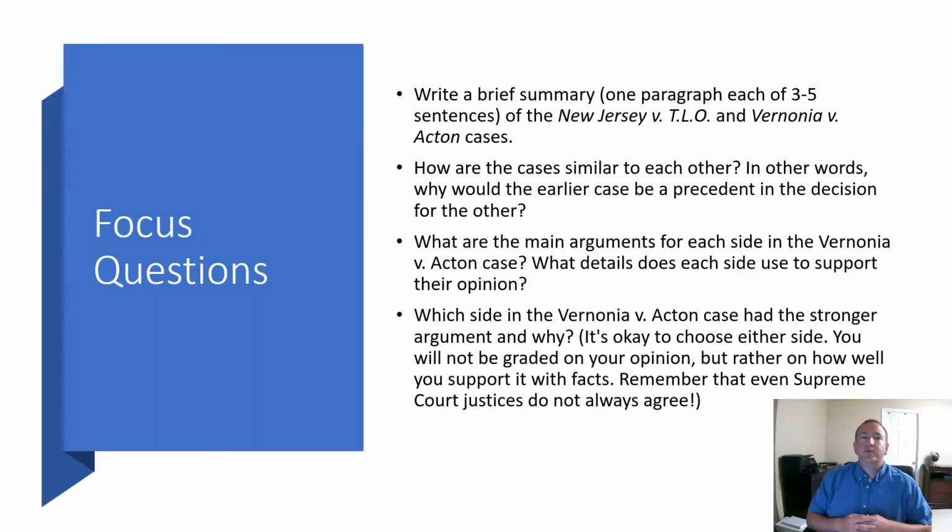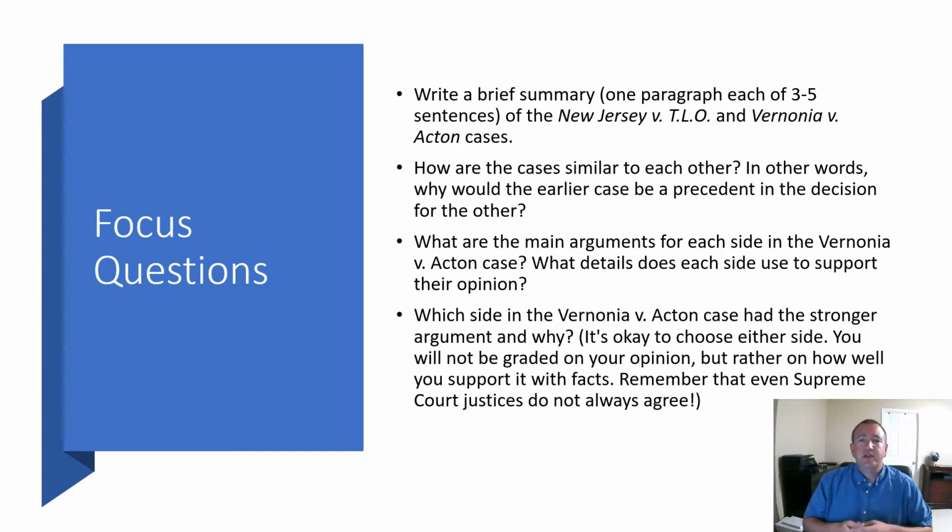Now, the questions we're going to be asking are, first, we're going to write a summary of each of the cases. We're going to write a summary of New Jersey versus T.L.O. and one of Vernonia versus Acton. Each is going to be 3 to 5 sentences long, so you're going to need 2 paragraphs to answer this question. So your entire case study for Module 2 should be 5 paragraphs, 1 for each question, but 2 paragraphs for the first question, which is asking for a summary of each case.